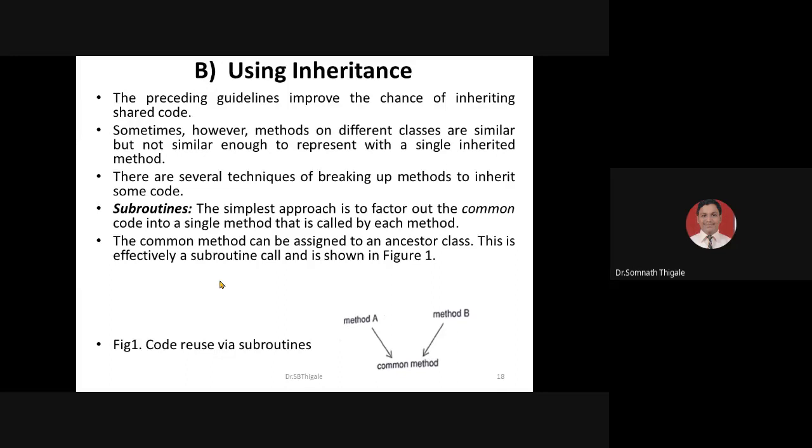Factor out means making it into smaller parts, or in terms of iterative scenarios, factoring out the common code into a single method that is called by each method. So a common method can be assigned to an ancestor class. This is effectively a subroutine, and I can see here method A, method B. The same common method will be used by class A and by class B. So I'll write the common method, and whenever required I will simply call it in the respective class rather than writing it for each individual class. So that is also a kind of reusability.